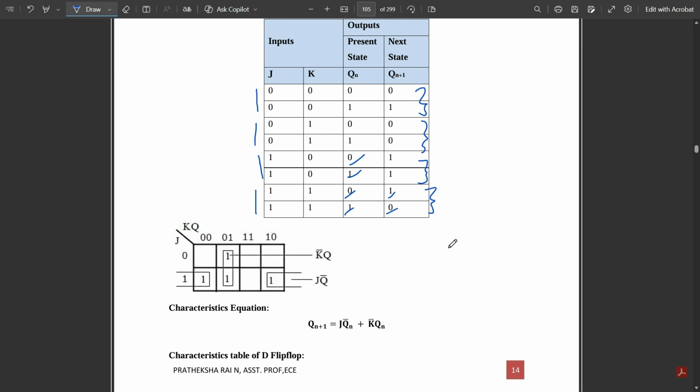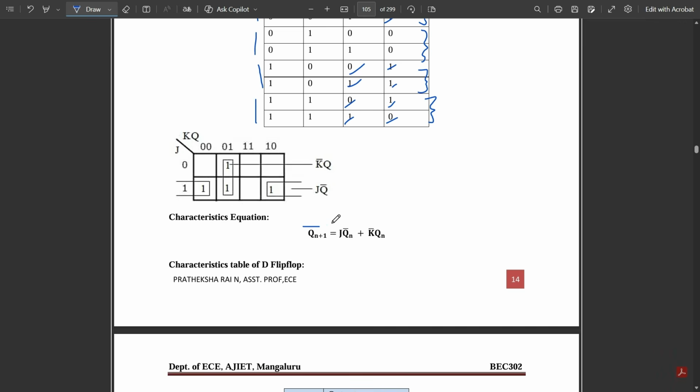With respect to these, now make the K map. Wherever it is high, that is 1, there are four ones here. Put them according to the three variable K map, and make groups here. This would be one group of 2, and the corners would be another group of 2. For this group it is K bar Q, and for this group it is J Q bar. So the total summation would be Q of n plus 1 equals J Q bar plus K bar Q.